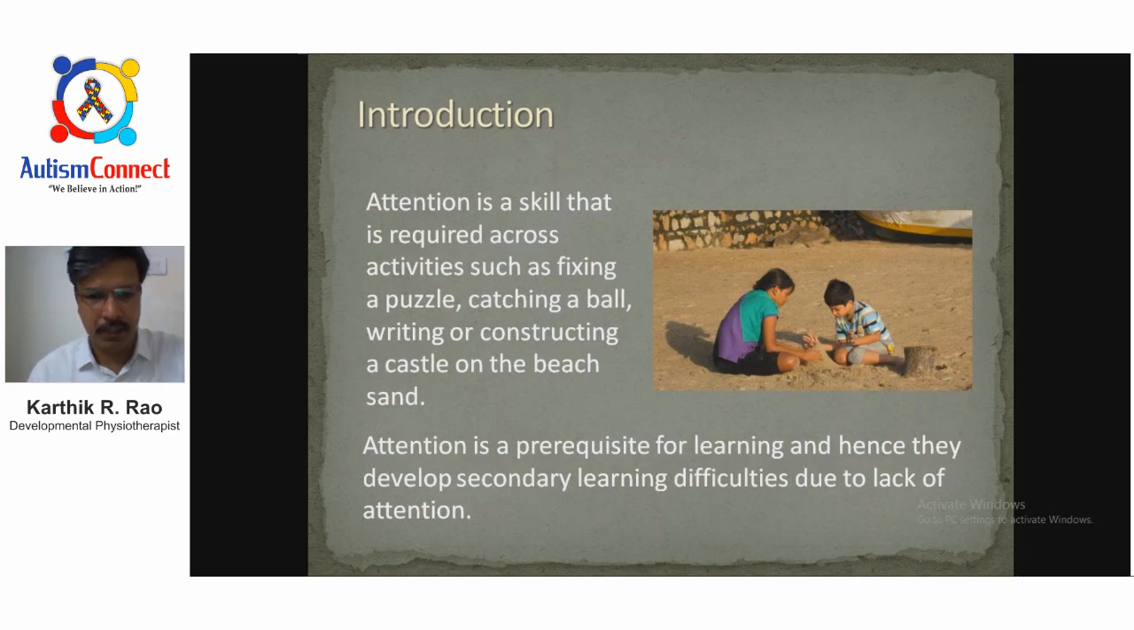Attention is a prerequisite for learning, and hence these children develop secondary learning difficulties due to lack of attention. When we talk about secondary learning difficulties, it means that these children typically have the potential to learn. They have the intelligence to understand abstract concepts, but because they're not attending, they're not able to learn.